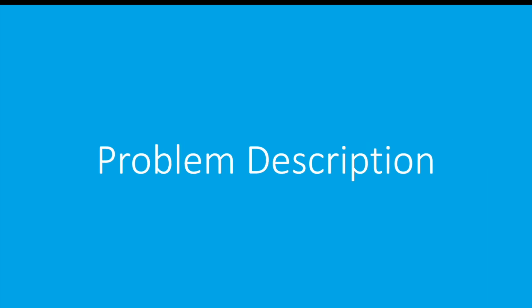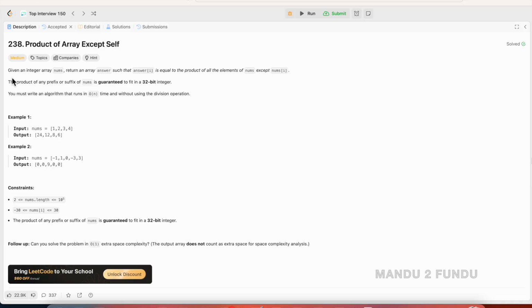In this video, I'm going to discuss the solution for the product of an array except self problem. Let's look at the problem description. We are given an integer array nums and we have to return an answer array such that answer[i] is equal to the product of all the elements except that number. And the product of any prefix or suffix of nums is guaranteed to fit in a 32-bit integer.